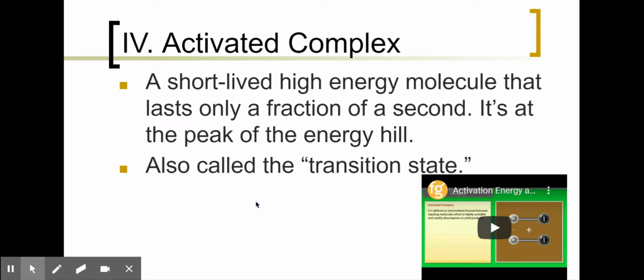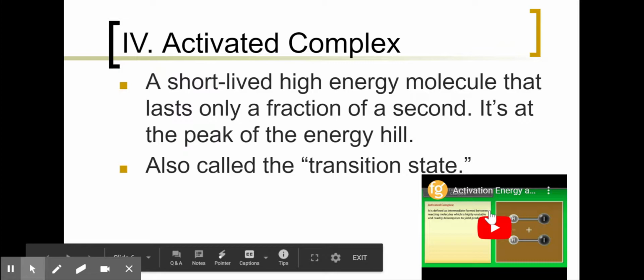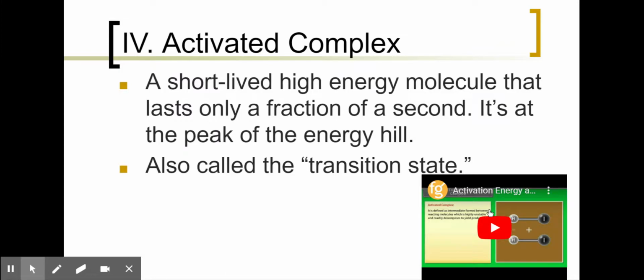There's a little video in the corner. I'm not going to play this one, but you guys can go to the notes and look at the video, and it really gives you a good picture of an activated complex. But it's a short-lived, like really quick, high energy molecule that forms just for fractions of a second. And it's where the reactants collide at that one spot. They're like one big molecule for just a split second. If they hit hard enough at that point, that's where they start breaking bonds and reforming bonds into products.